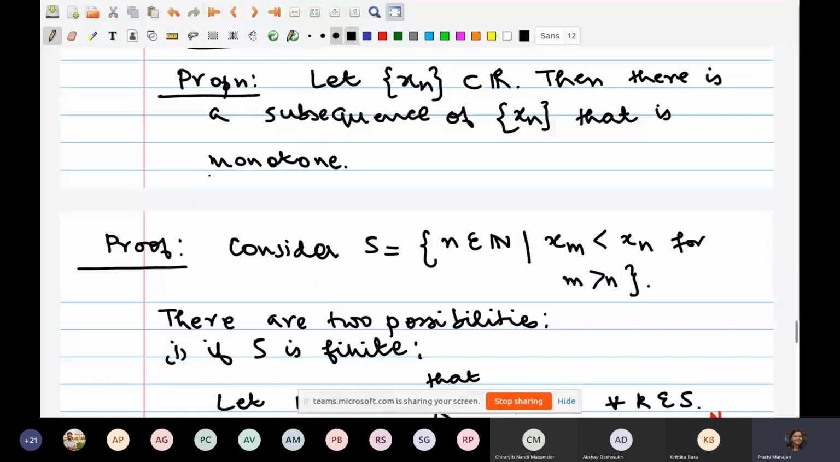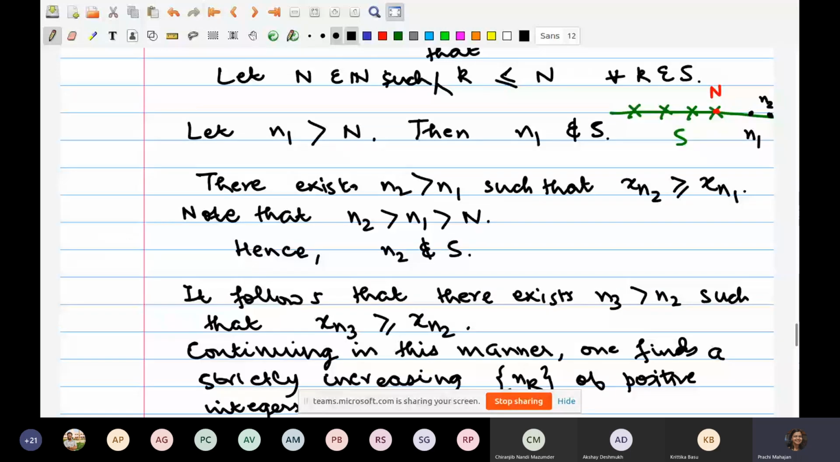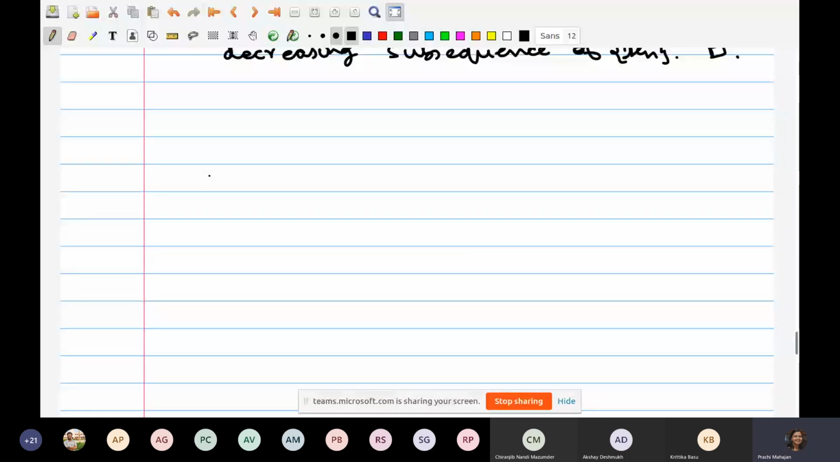So every real sequence admits a monotone subsequence. This is what this proposition says. Now, this proposition is very important because of the following result. This is a long-standing question. So what do we know? Every convergent sequence is bounded, right?